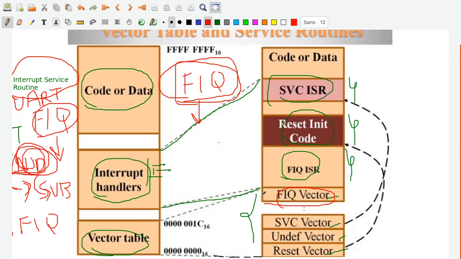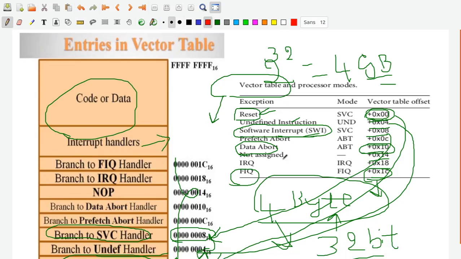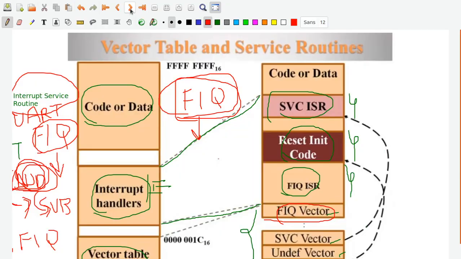Now if you go to this address, what is the address whenever an FIQ exception occurs? You can observe here, FIQ exception is 0x1c. If you go to 0x1c, there is some instruction branching to the FIQ handler. The FIQ handler has the interrupt service routine, and it will jump to the starting address of the FIQ ISR.